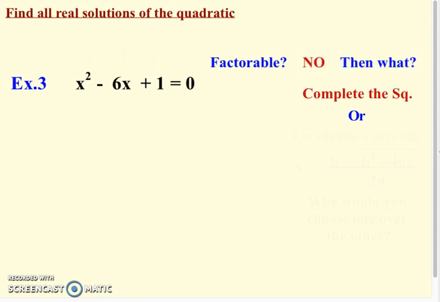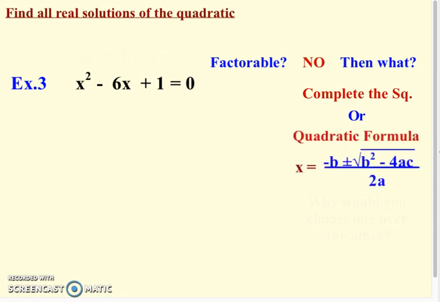One of them is definitely complete the square, but as you guys would remember from Algebra 2, the other one is the quadratic formula. Now I'm going to do this problem with the quadratic formula just so we have a comparison, since we already did 2 completing the square. We don't need to really do a third.